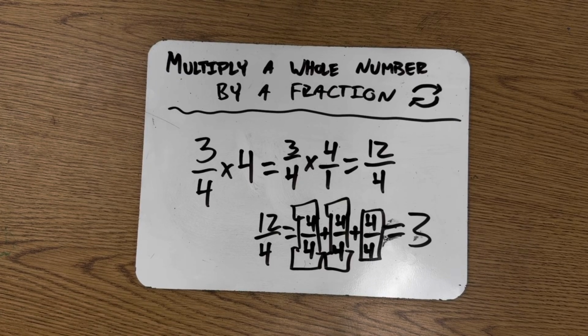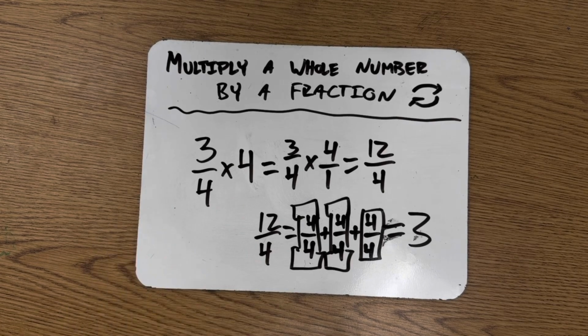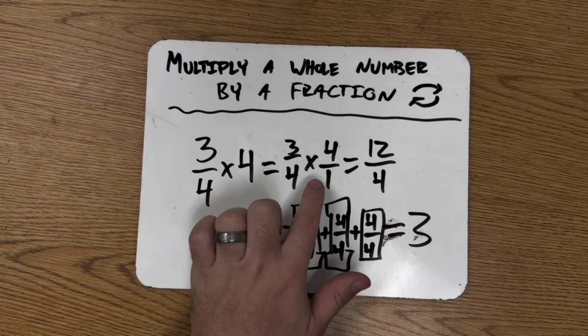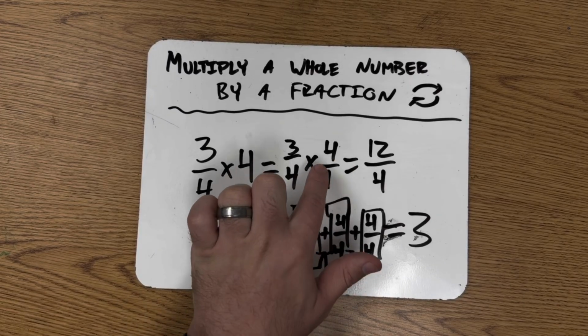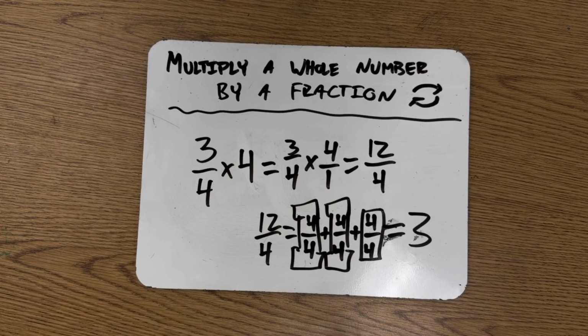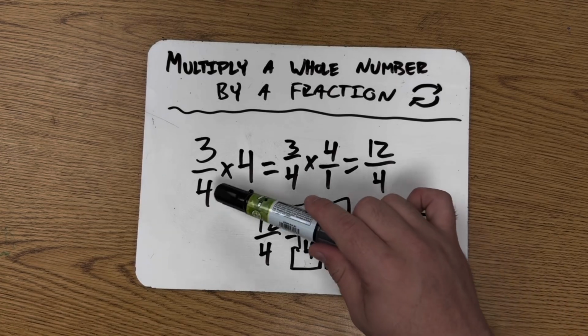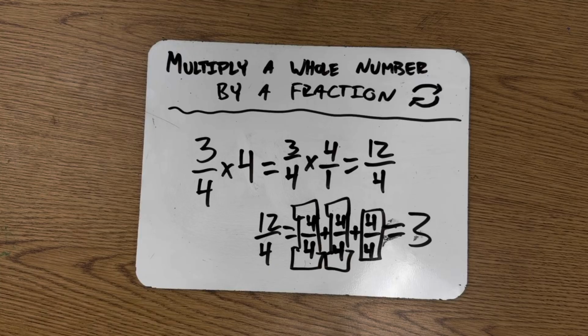The one major important thing when we are doing this is that we are not multiplying 4 times 4, okay? We have to make sure we put that 4, our whole number, over a 1 to represent that that is 4. We're not going to change our denominator at all. It stays the exact same throughout the process. Again, that is basically it, okay? So, yeah, multiplying a whole number by a fraction and vice versa.